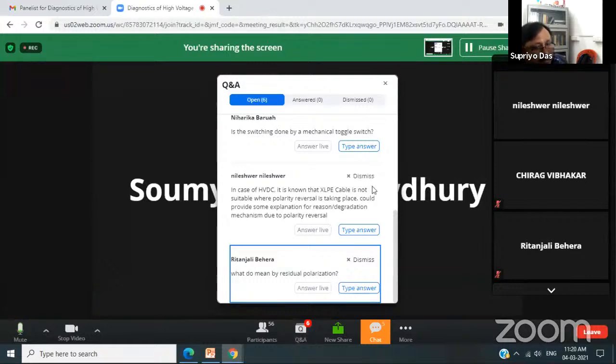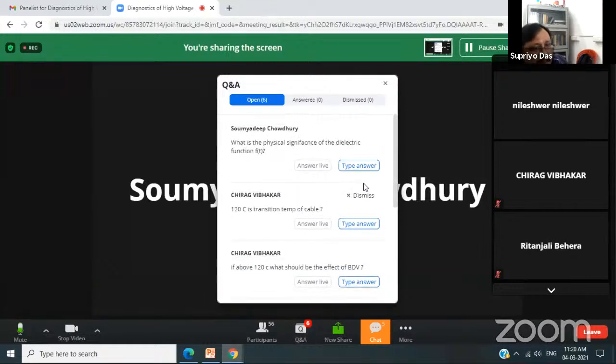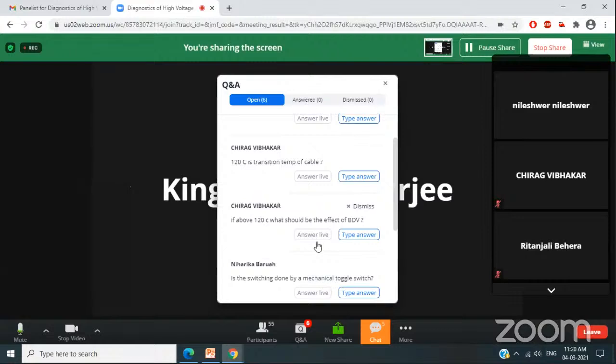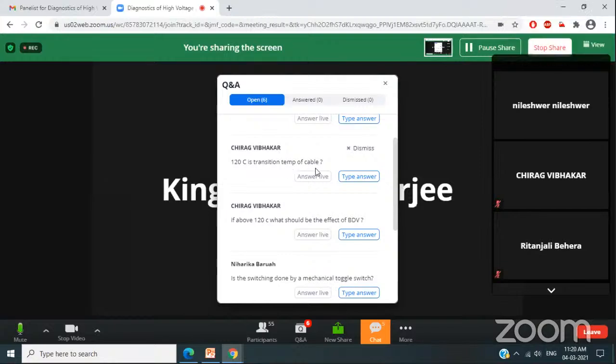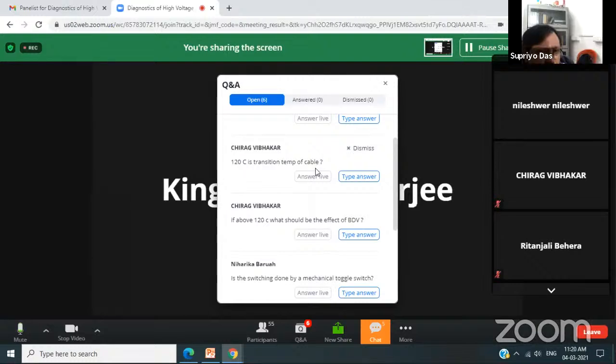Okay, thank you. Next, we have a question from Chirag. So 120 C is the transition temperature of the cable. If above 120 degrees centigrade, what should be the effect on BDV? If above, what should be the effect on breakdown voltage?